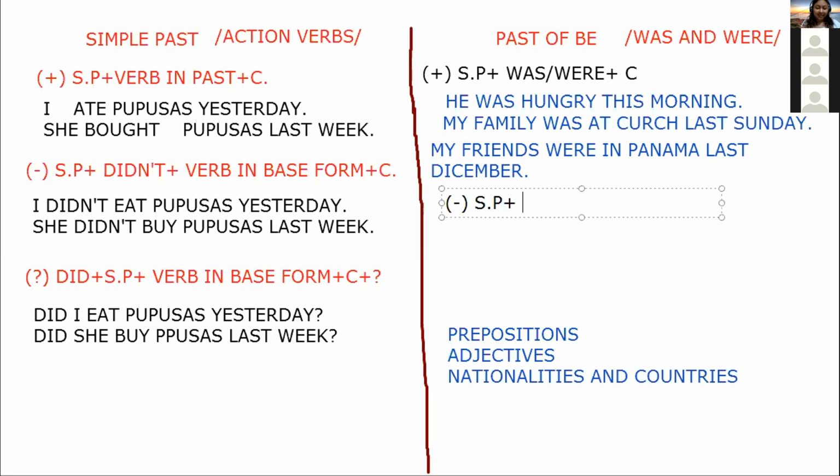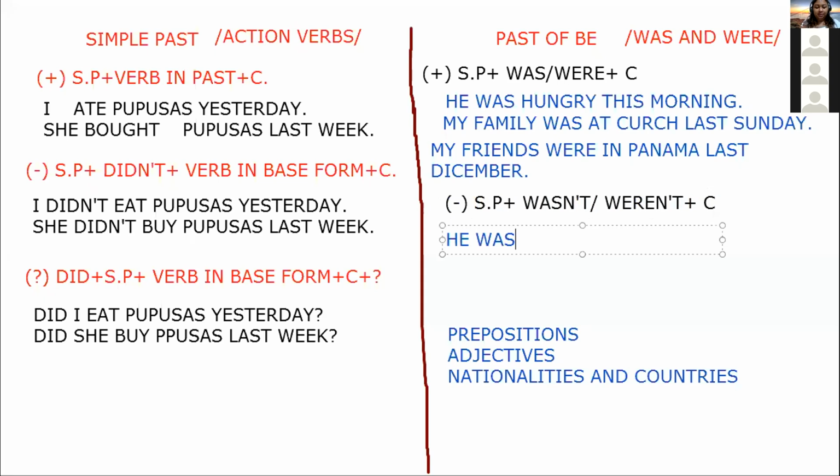We say wasn't or weren't, plus complement. The same. For example, "She was hungry this morning" turns into "She wasn't hungry this morning." Good. Thank you. What's the next one?